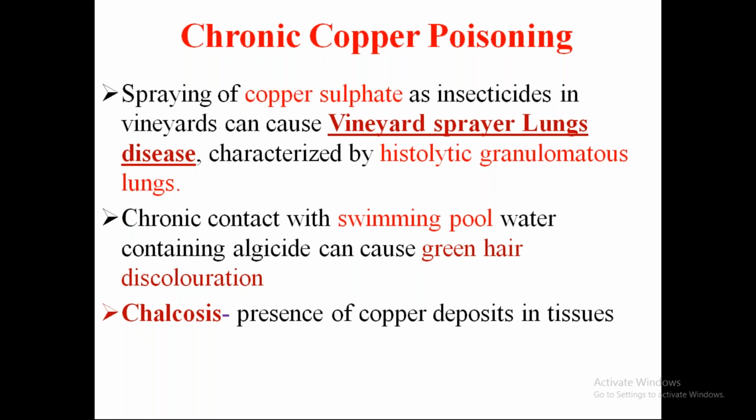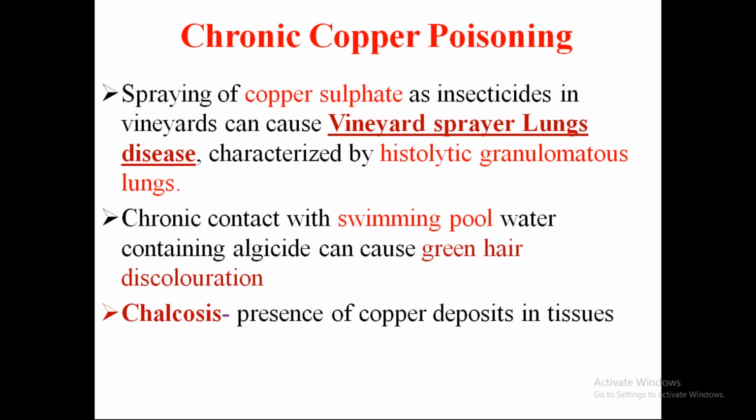characterized by histiocytic granulomatous lung. So vineyard sprayer's lung disease is seen in chronic copper poisoning due to spraying of copper sulfate as an insecticide in vineyards. And the characteristic feature of this disease is that the patient will have histiocytic granulomatous lung. And then chronic contact with swimming pool water containing algicide can cause green hair discoloration.